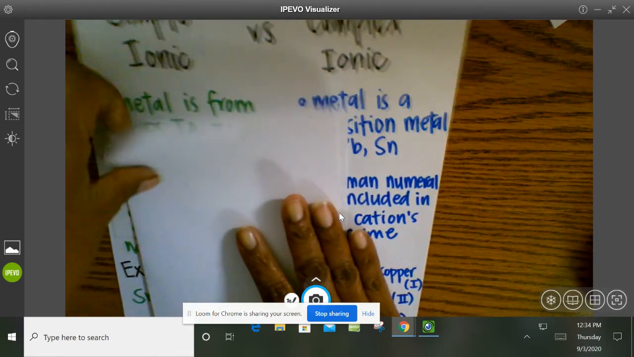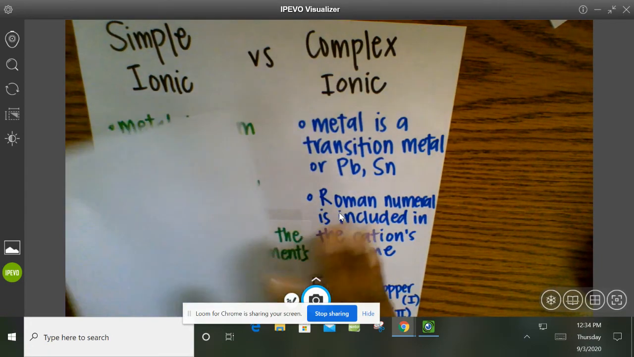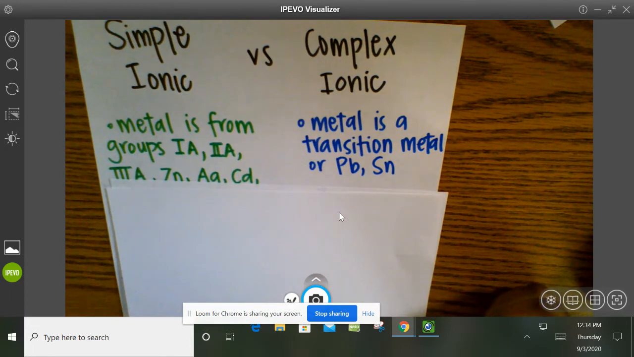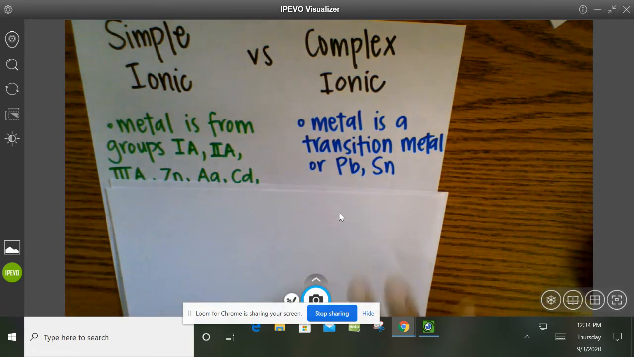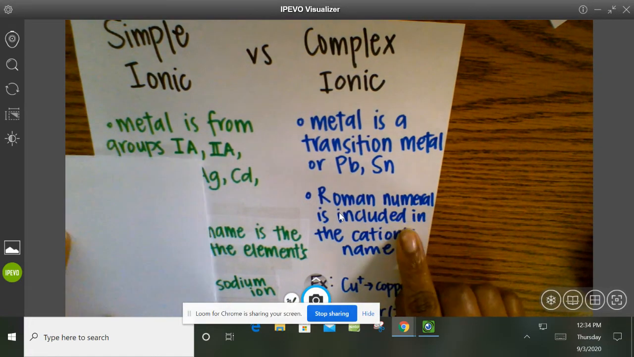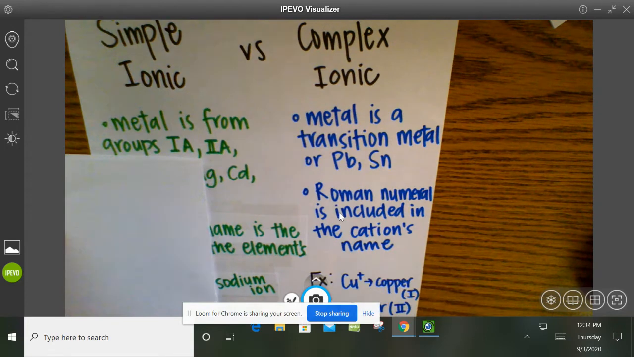On the flip side, if it's a complex ion, that means it is a transition metal or it is lead or tin. Pb is lead and Sn is tin. And if that is the case, that's where we have to use the Roman numeral in the name. And remember from previously, the Roman numeral's purpose is to tell you the charge.